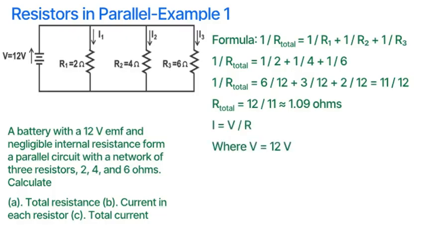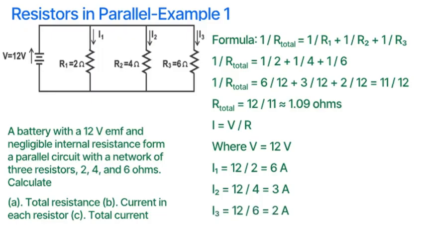Next, we find the current through each resistor using Ohm's law. Current equals voltage divided by resistance. Since it's a parallel circuit, voltage across each resistor is the same, 12 volts. Current through the first resistor is 12 divided by 2, which equals 6 amperes. Current through the second resistor is 12 divided by 4, which gives 3 amperes. Current through the third resistor is 12 divided by 6, which equals 2 amperes.